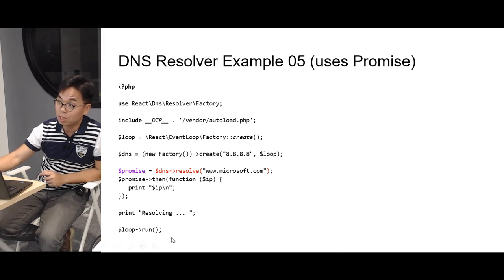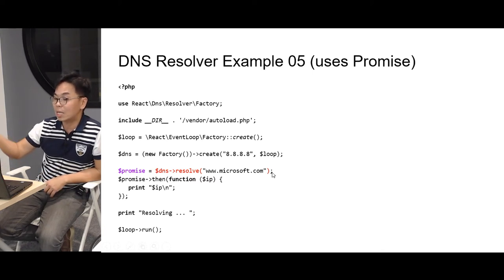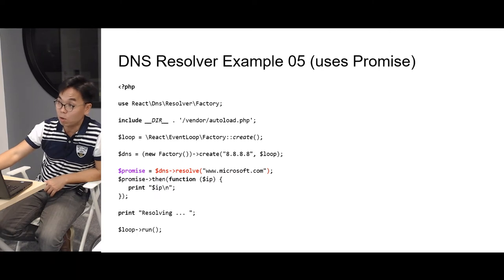There's a loop, there's a forever loop running, right? But what happens here, right? Of course, I create the DNS object, give it a DNS server, which is a Google server, right? Pass it a loop. Here is the part. I try to resolve this address into an IP. Okay, but this guy, why? Because it will take some time to get the IP address of www.microsoft.com.